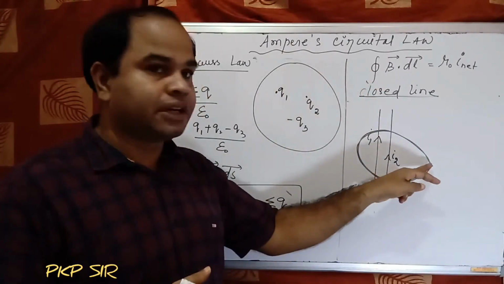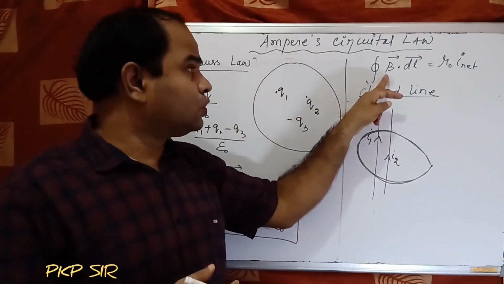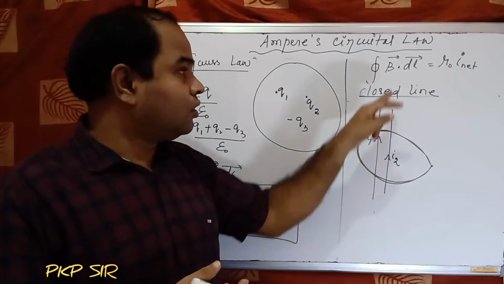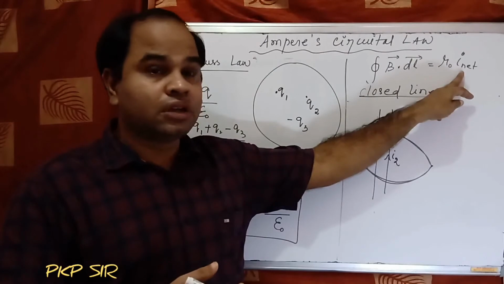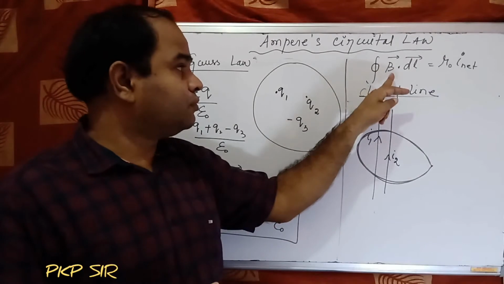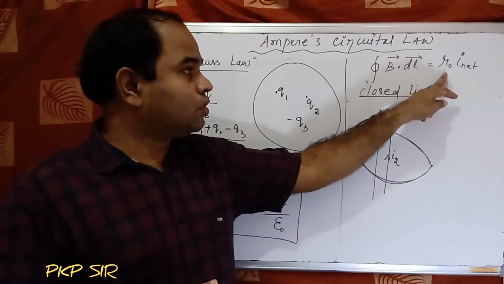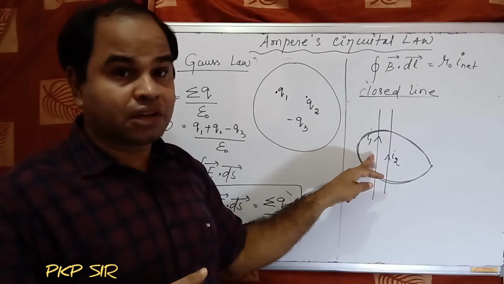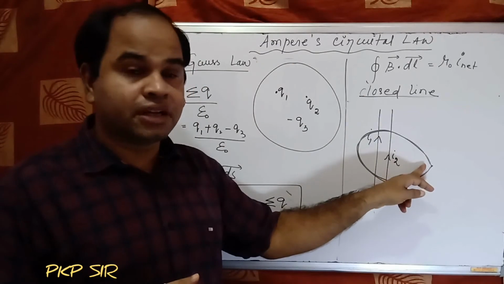To find the net magnetic field at this point, Ampere's circuital law states that the closed line integral of magnetic field is equal to mu naught times the total current flowing in the closed loop, that is I net. Or you can say the closed integral of B dot dl is equal to mu naught I net. So the total current flowing in this closed loop is I1 plus I2. By using this Ampere's circuital law, we can find the net magnetic field at this point.